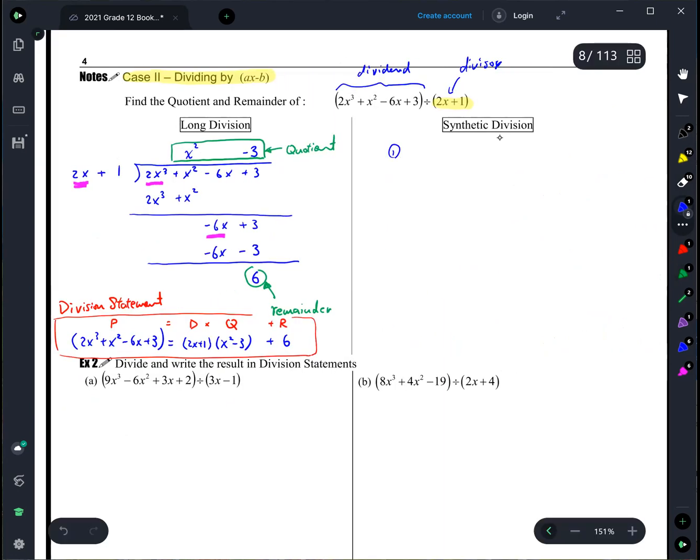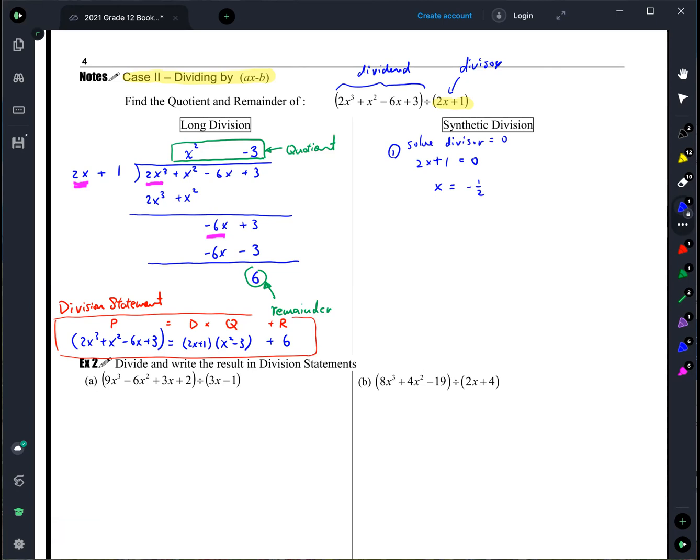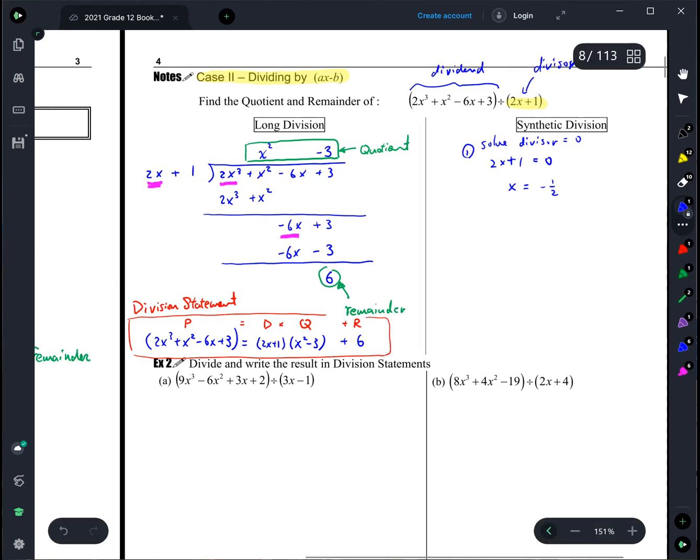Divisor equal to 0, so 2x plus 1 equal to 0. Okay, actually you don't need brackets. So if we solve for x, x equals to what, Waylon? Equals -1/2. Yeah, very good. So divisor equal to 0, so x equal to -1/2. That will be the number that we put on the divisor box.